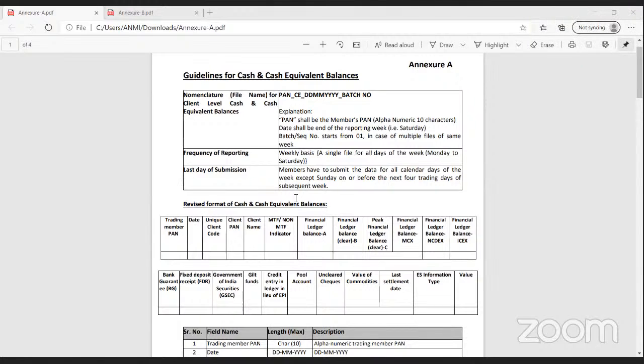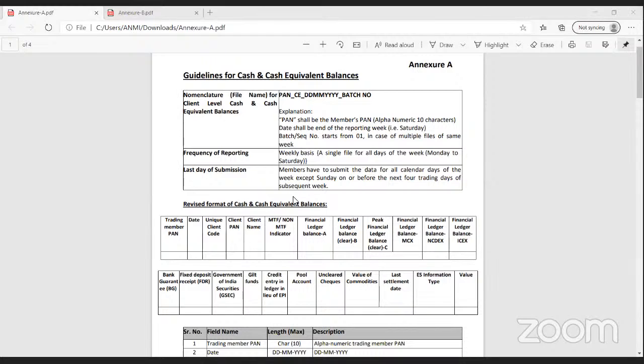I mean, in this time of the COVID pandemic, on-site inspection is becoming very difficult. So one more reason to change the format was to create desktop monitoring of members, because this kind of information gives a holistic view of the financial strength of the member.